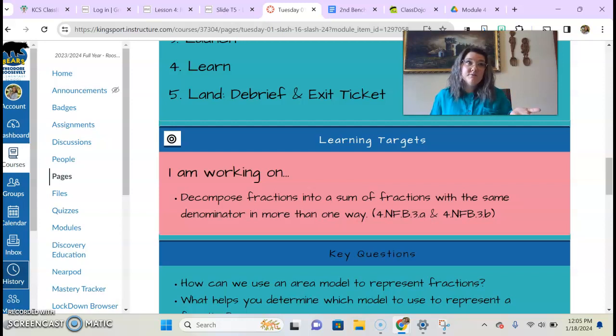So instead of 1/4 plus 1/4 plus 1/4 equals 3/4, we might write 2/4 plus 1/4 equals 3/4. So we're going to continue using that today and looking at the area model as our guide, okay?